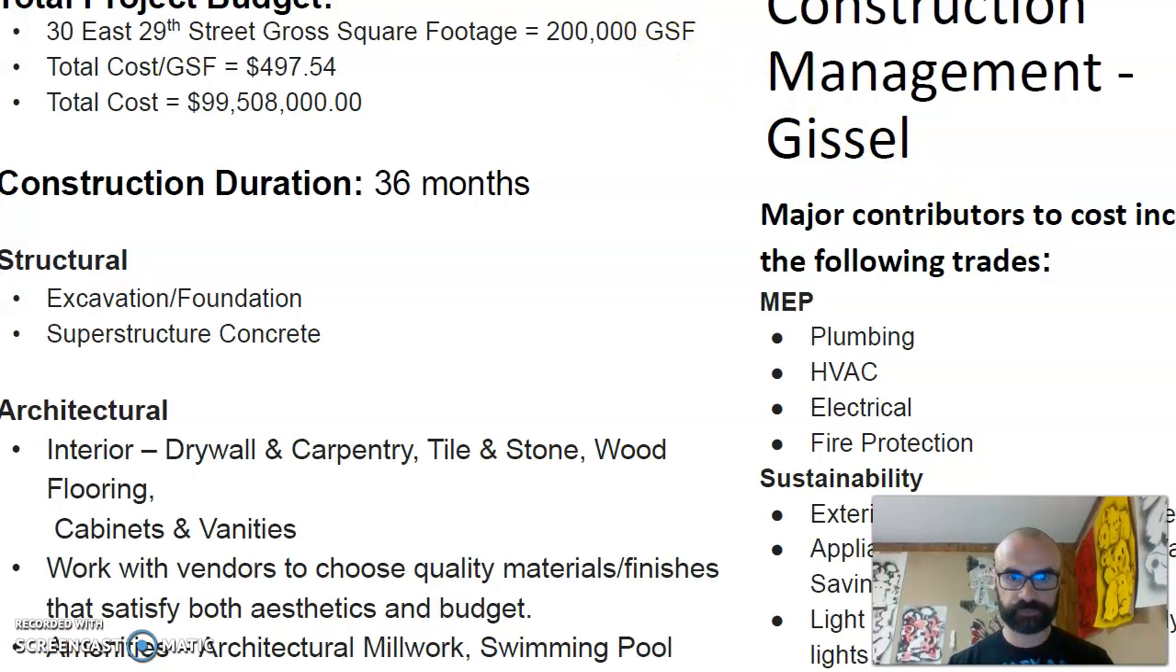Let's see here. So you have the square footage, 200,000. You have the cost, about 500 per square foot. So that's about $100 million. Construction duration, 36 months. That's 3 years, right? So major contributors to the cost include the following trades, and you want to explain why.